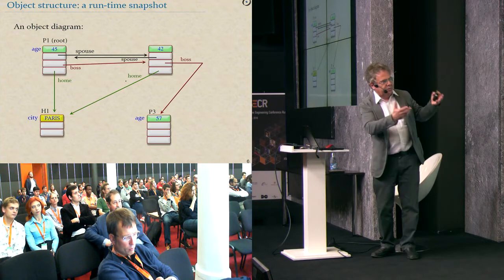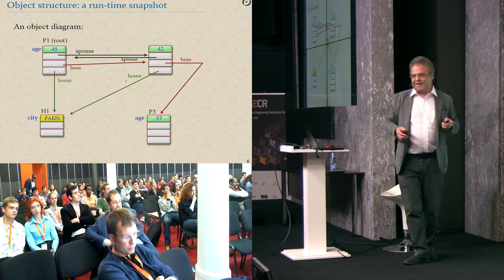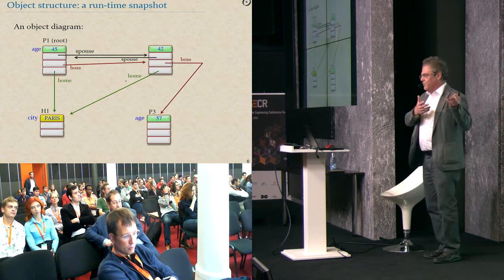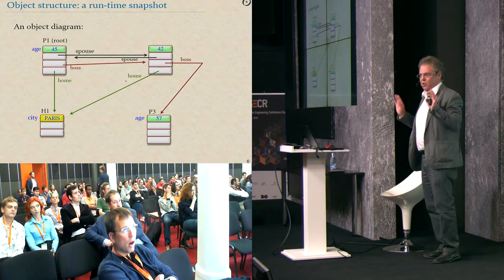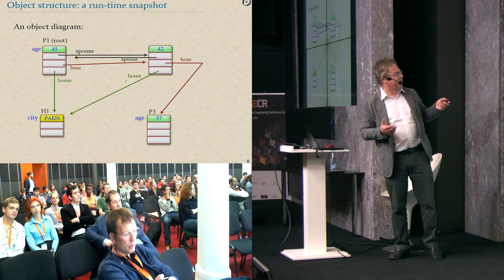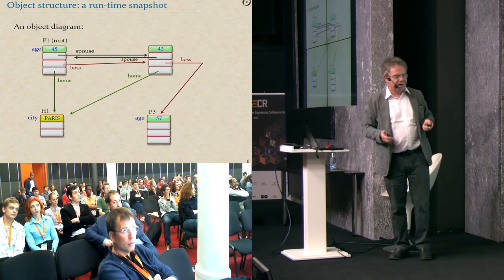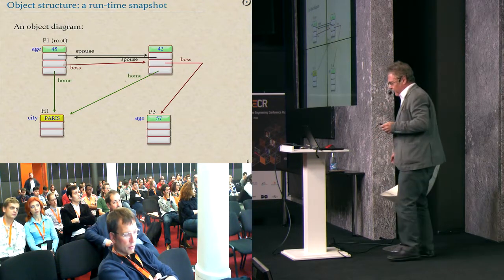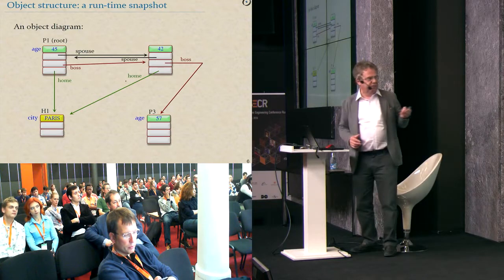So it's not going to be as multicolor as this, but it's going to show you a structure like this. Right? Something probably much more complicated, but you have objects, so I've given them names like P1, P2, P3, H1, but these are just for the discussion. And then you have references between those objects.